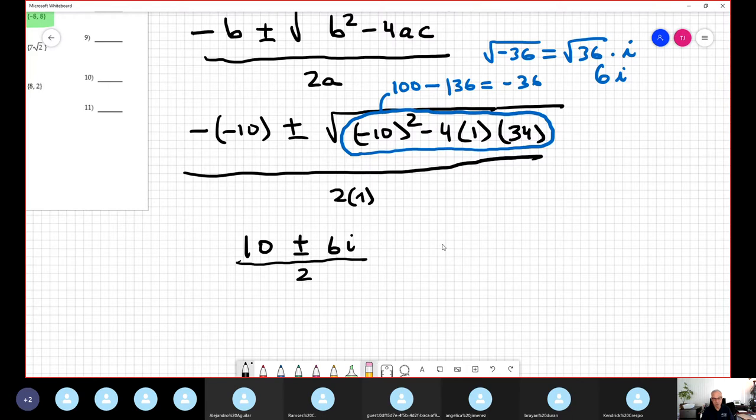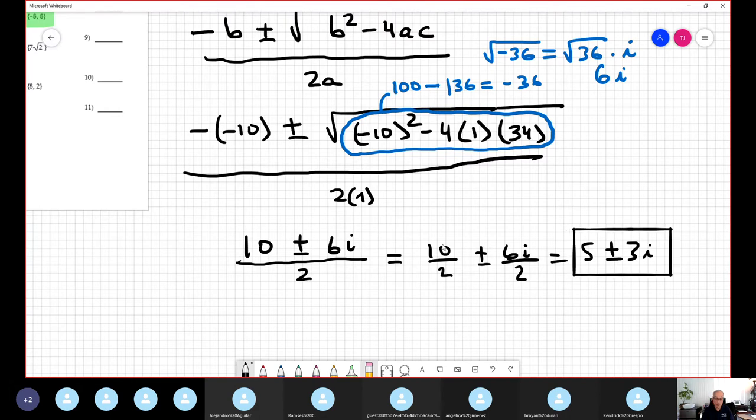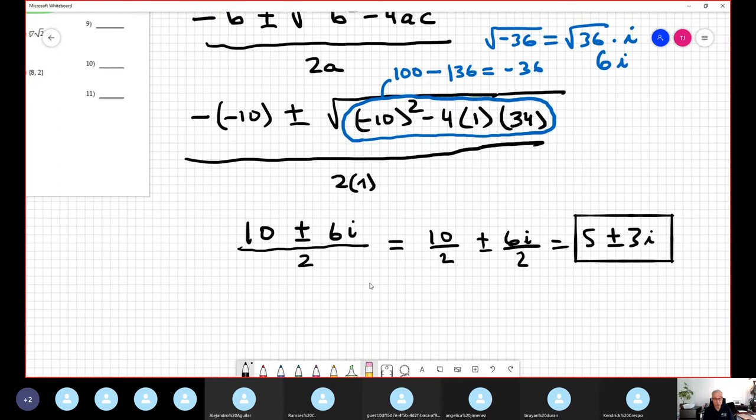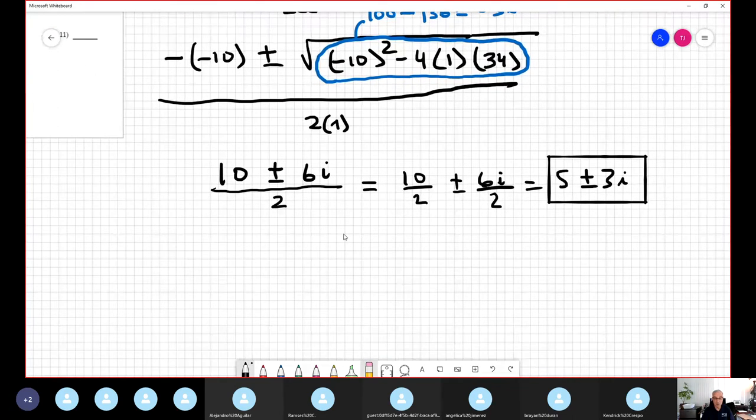And leave it like that? No. Of course not. Because I can split it: 10 over 2 plus or minus 6i over 2. The answer is 5 plus or minus 3i. Wow. And this is the solution. Okay, actually, it's not one solution, it's two solutions. Because they are complex numbers. The first one is 5 plus 3i, comma, and the second one is 5 minus 3i.